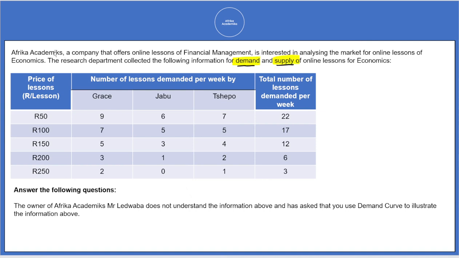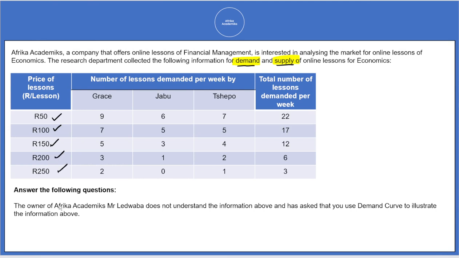All right, so they have there a table. The first column is price of lessons, all right, per lesson. So it's R and then slash lesson. That's per lesson. Okay, so these lessons, Africa Academics is considering charging 50 Rand per lesson, 100 Rands per lesson, 150 per lesson, 200 per lesson, 250 per lesson.